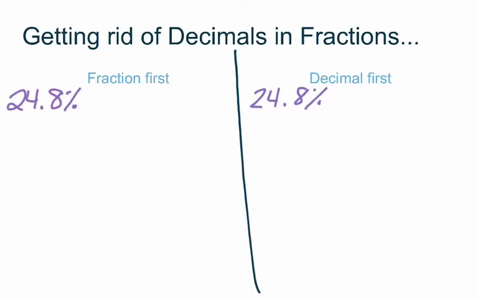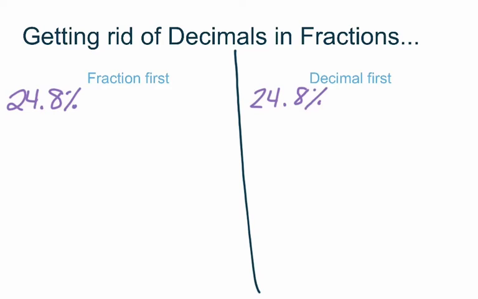So the last topic I want to talk about today is when we get percentages that have decimals in them. And how can we take those percentages that have decimals and make them fractions? And this kind of goes along with how we talked in the last video about fractions that don't have denominators that go nicely into 100. So you can approach this two different ways.